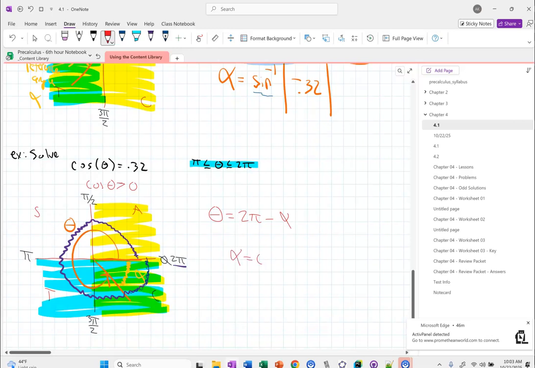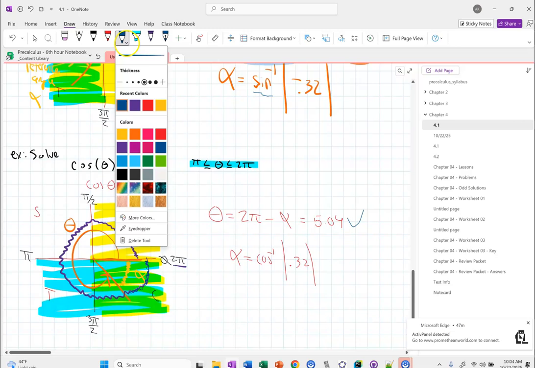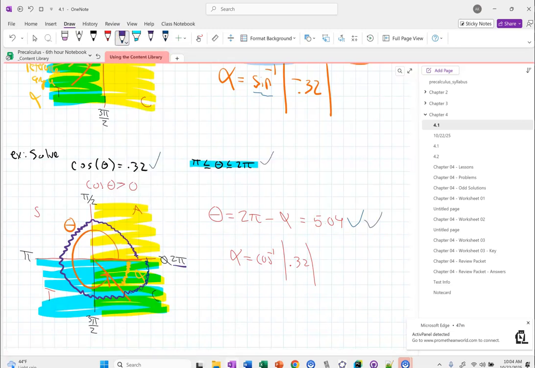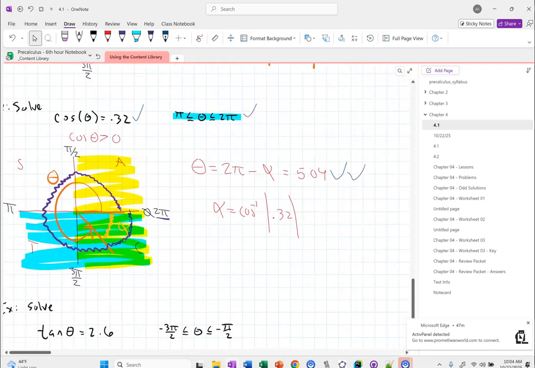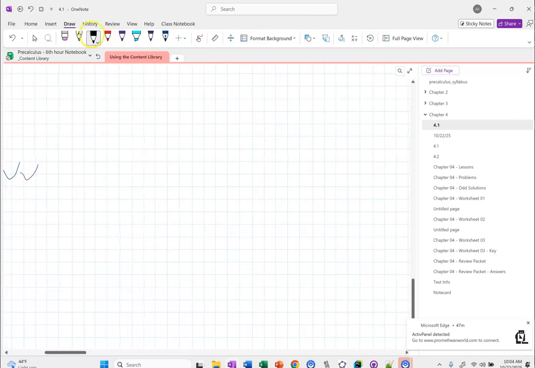So again, alpha was cosine inverse, absolute value 0.32, and we got 504, and we checked that in two places. All right, let's sort out how to write our equation for theta. So I'm just going to go over here and do that.